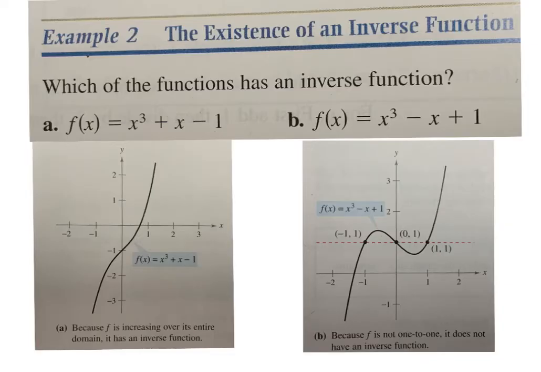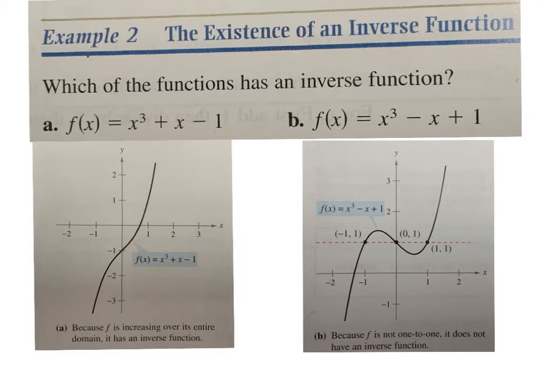All right, so let's look at example 2. It says, which of these functions has an inverse? And so if you look at the first one, f is increasing over its entire domain. Meaning, like they said in monotonic, if it were to go up and down, it's going to cause a problem when you flip it.